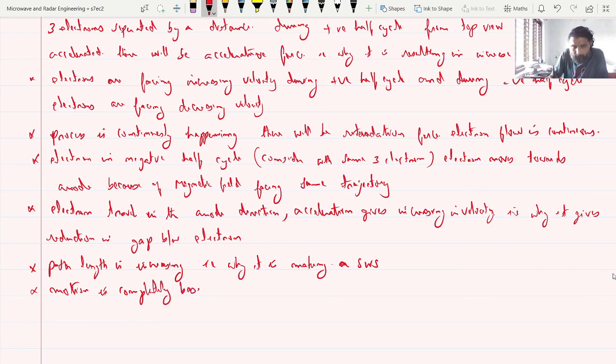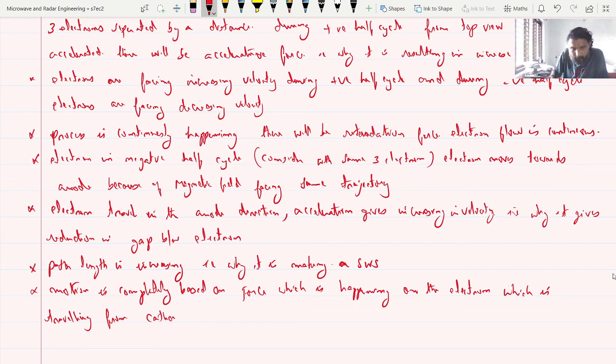As I told you, motion is completely based on the force which is happening on the electron which is traveling from cathode to anode. Okay, so electron flow is also continuous here. Keep in mind, electron flow is continuous in this case.